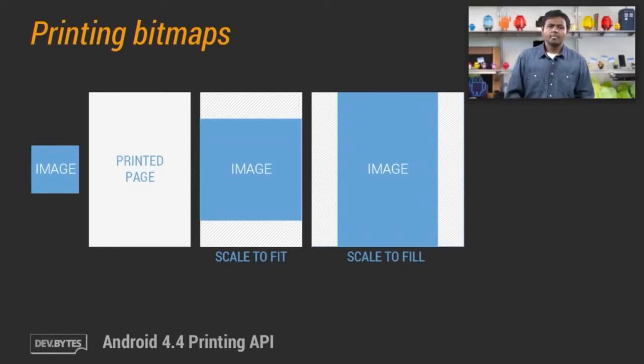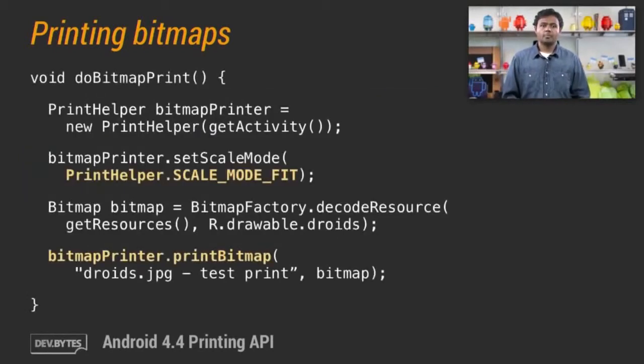So what's the difference? Scale to fit makes sure that your bitmap fits within the maximum dimensions of the printed output page. So with a square bitmap on a rectangular page, it actually results in white space on the top and the bottom of the page, as you can see in this example. Scale to fill, on the other hand, makes sure that your bitmap is scaled to fill as much of the printed output page as possible. And this might mean that some portions of the image are not actually printed because they exceed the bounds of the printed page, again, as you can see in the example.